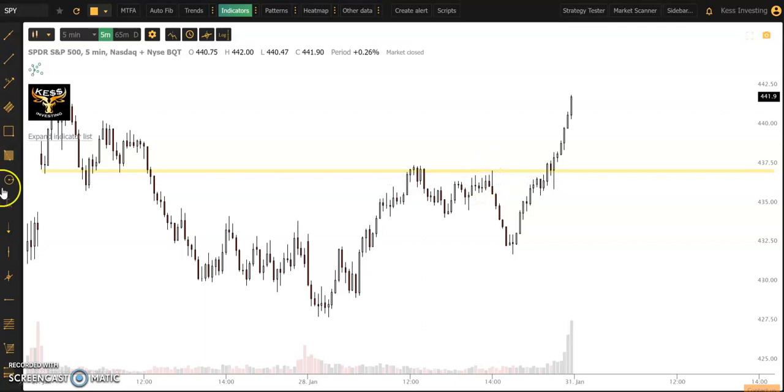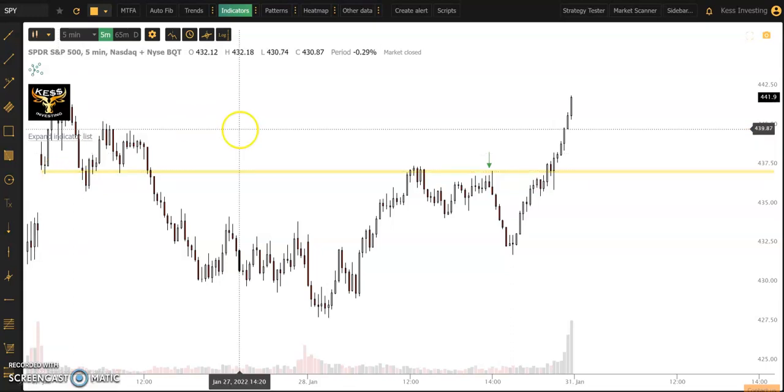where we start to see this test back into the 437 range, that is where I decided to take the 432 puts. Only because we knew that this 437 area was super, super pivotal and an important area for bears to defend and bulls to try to get over.